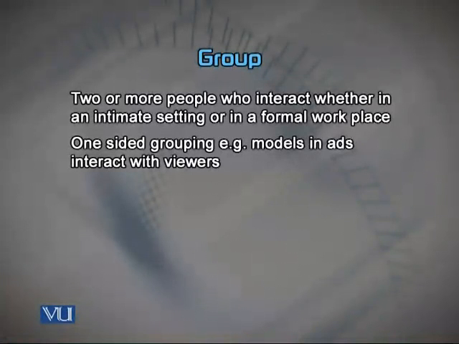Now, a one-sided group is where I am interacting with only models on the advertisement. There is no direct interaction, but I watch. So I am part of a group, which is the model, but there is no interaction. There is no link between the two, but we still form a group in the sense I look at the ad, I look at the model, and I am in my mind interacting and trying to create a reference point.